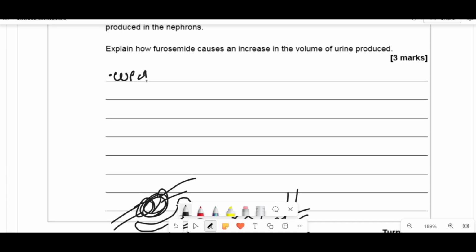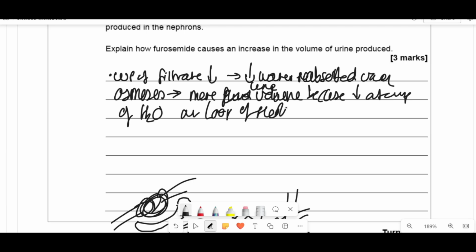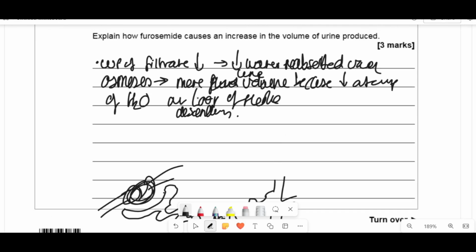So the water potential of the filtrate, or the fluid in the tubule, decreases. That means you get less water reabsorbed, and you need to say how: via osmosis. So therefore, you've got more urine volume. And you would also say where this is happening: less absorption of water at the loop of Henle, specifically the descending loop of Henle. As well as that, the collecting duct can also do it, because water moves out as a consequence of this too. But it's mainly the descending limb of the loop of Henle and the collecting duct.